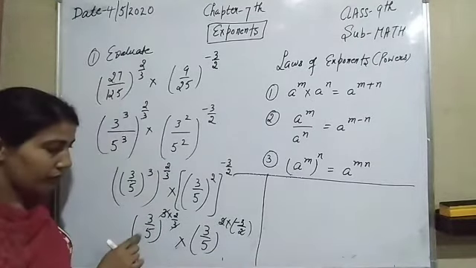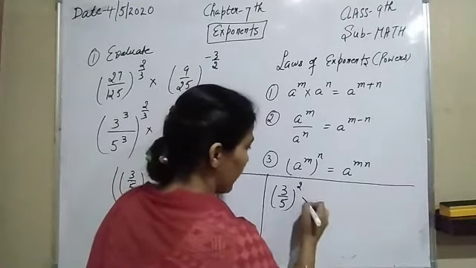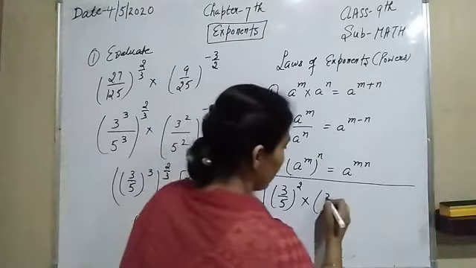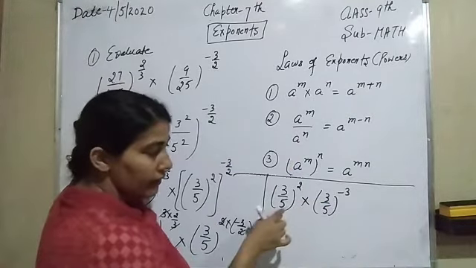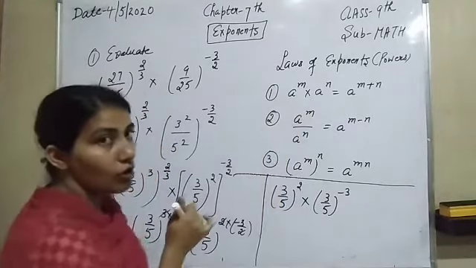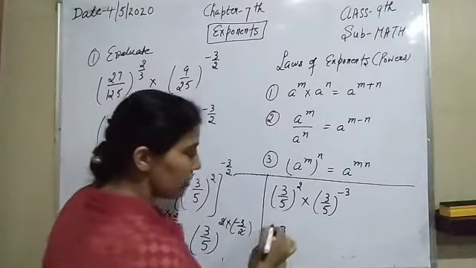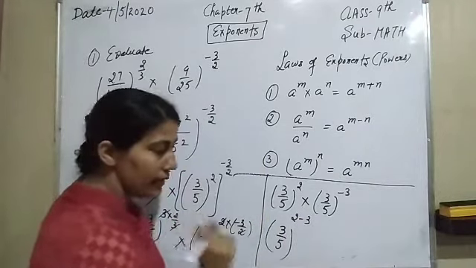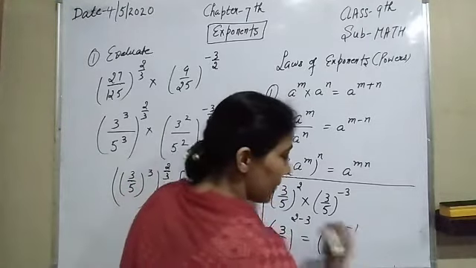Now look here, 3 by 5 raised to power 2, and multiply, here is 3 by 5 raised to power minus 3. Now look here. Here is a product law. When the bases are the same, then the powers can be added according to the first law of exponents. So its base is 3 by 5. You have to write it only a single time, and its powers are added, 2 minus 3, and it becomes 3 by 5 raised to power 2 minus 3, that is minus 1.